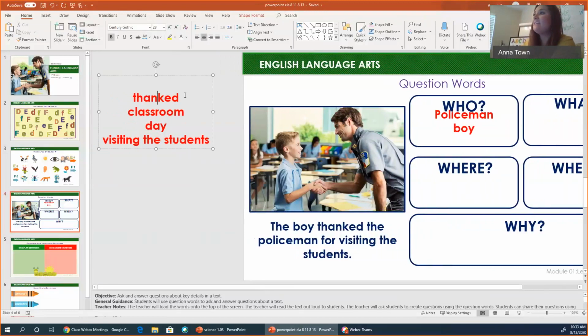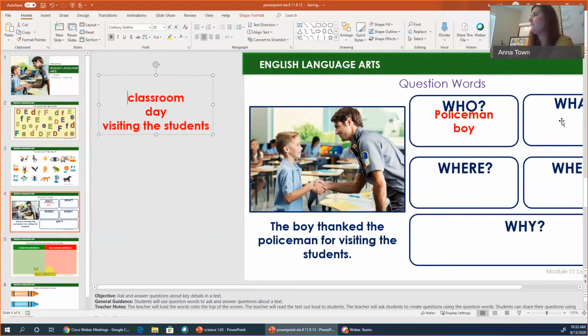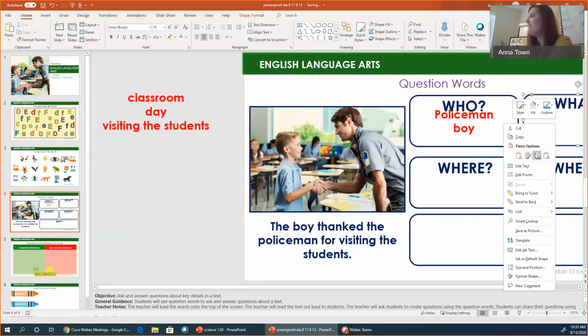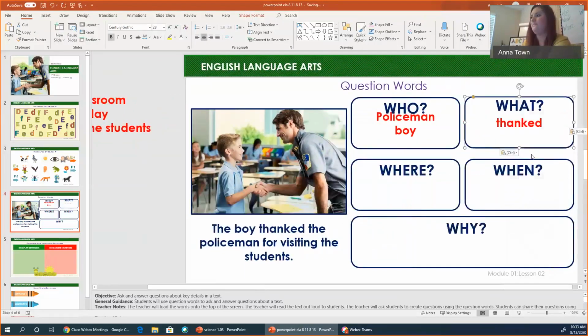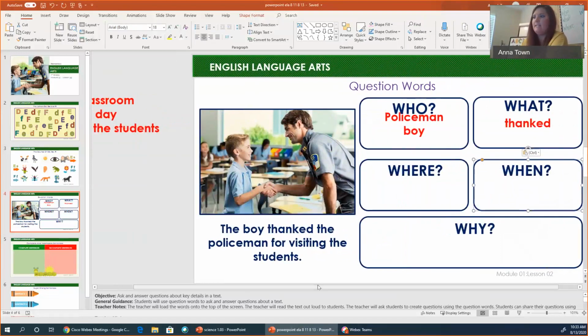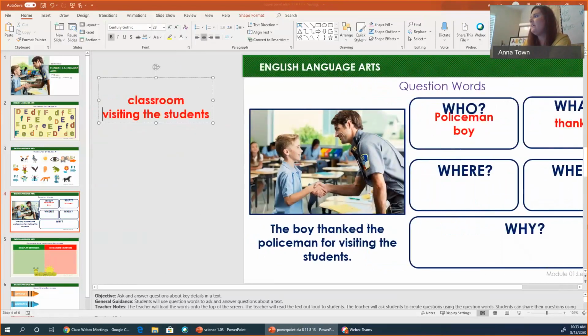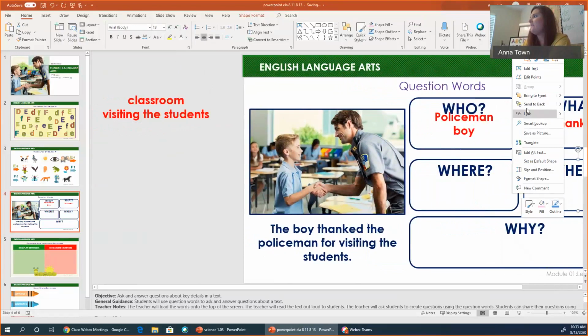Thanked. Thanked is our what? The boy was thanking the police officer. When? Was this daytime, nighttime? What part of the day was this? Or night? What time did it take place? The daytime. So our answer for when is day.